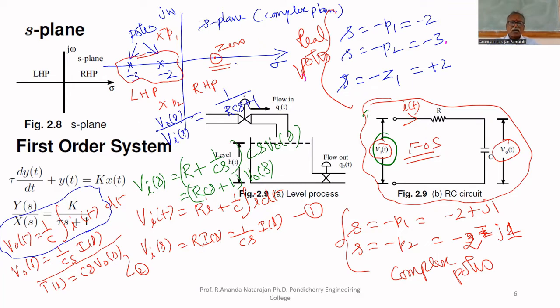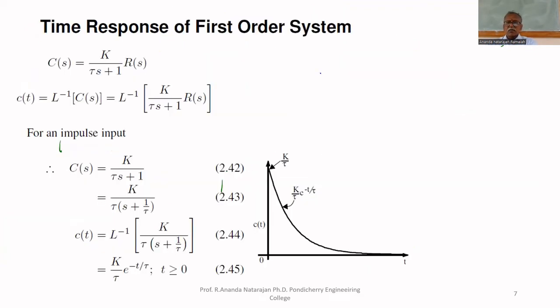Therefore, here the degree of S is 1. Therefore, this system is a first order system. This is also a first order system. This is also a first order system.